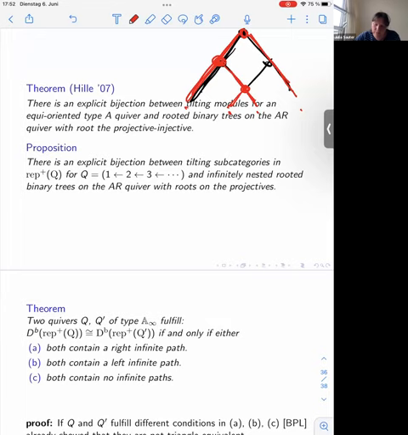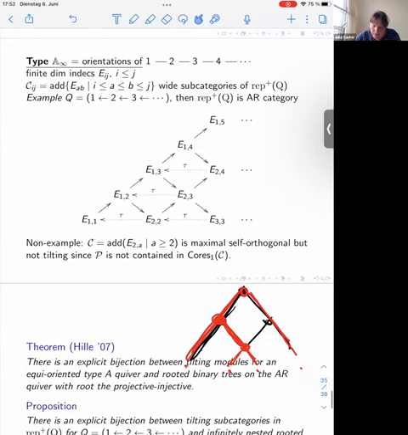That's a stupid example, but with this kind of combinatorics, one can easily describe all the tilting modules in these type A situations. And for this specific orientation of type A infinity, the same thing works. You just have to make sure that you take nested binary trees in the Hille sense. And the roots always have to lie on the line of the projectives.